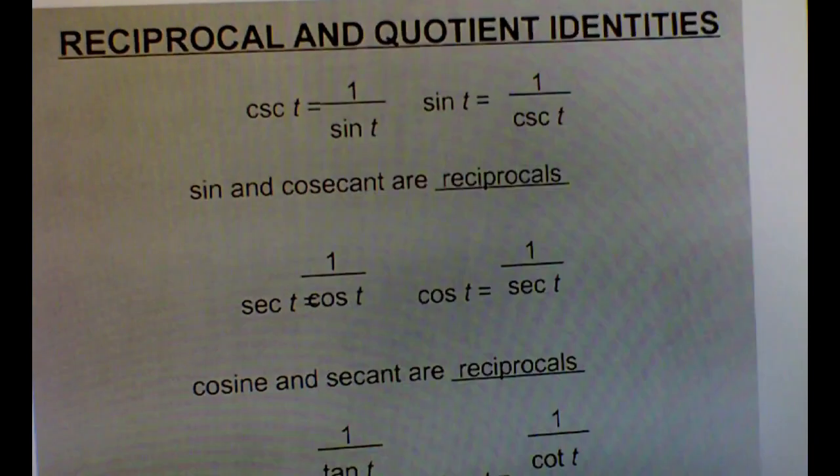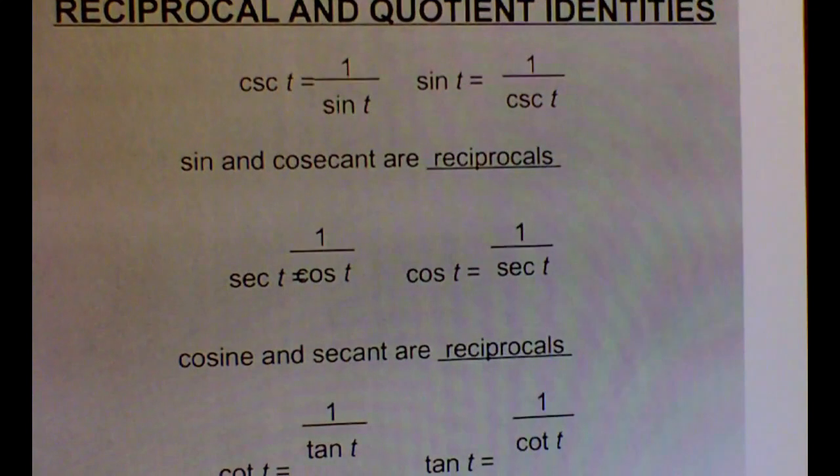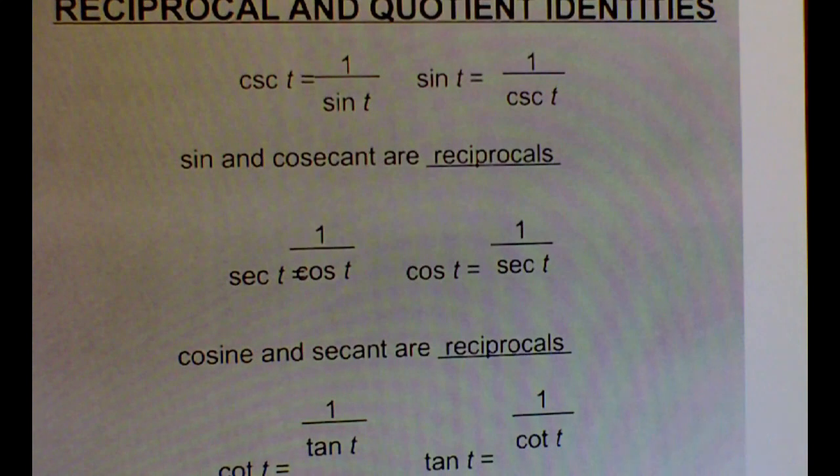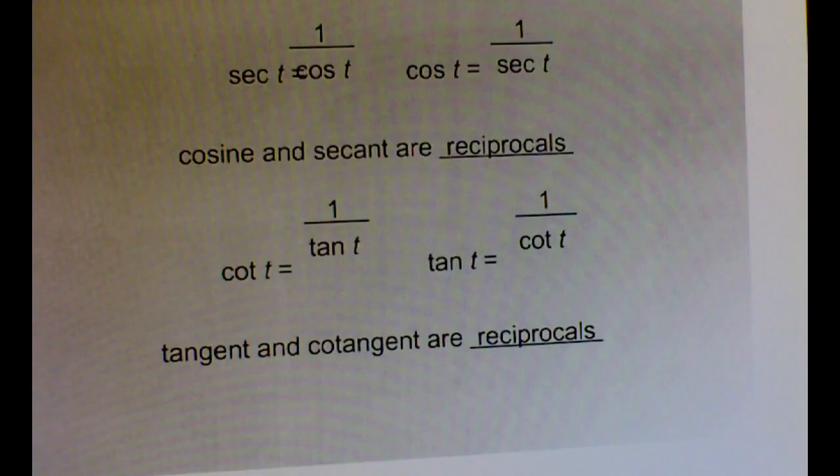A couple important identities now. Cosecant is equal to 1 over sine. Probably picked up on that. Sine is also equal to 1 over cosecant. Sine and cosecant are reciprocals. Same thing with secant and cosine. Secant is equal to 1 over the cosine. Cosine is equal to 1 over the secant. They are reciprocals. And also cotangent and tangent. Cotangent is equal to 1 over tangent. Tangent is equal to 1 over cotangent. They are reciprocals.